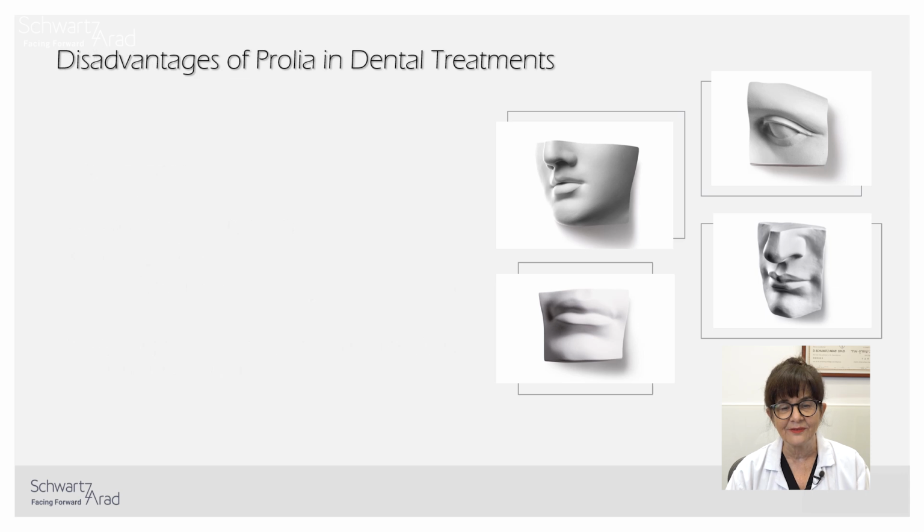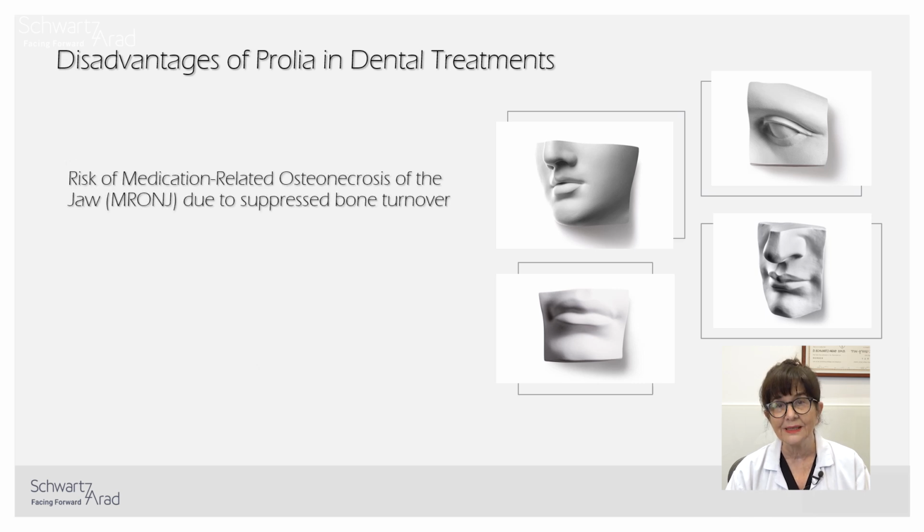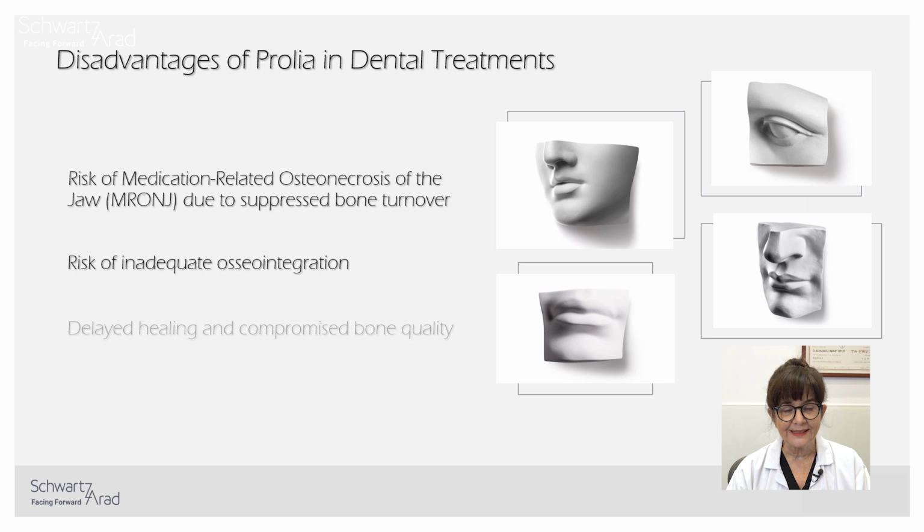There are some disadvantages of Prolia treatment for dental treatment. The first is the risk of medication-related osteonecrosis of the jaw, MRONJ, due to suppressed bone turnover. This is very similar to the bisphosphonate reaction. The second risk and disadvantage is a risk of inadequate osseointegration, delayed healing, and compromised bone quality.